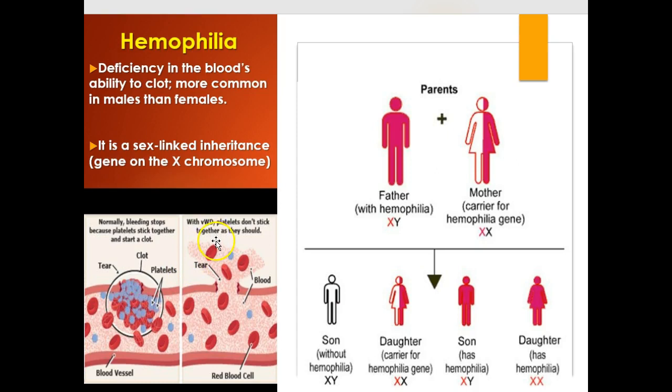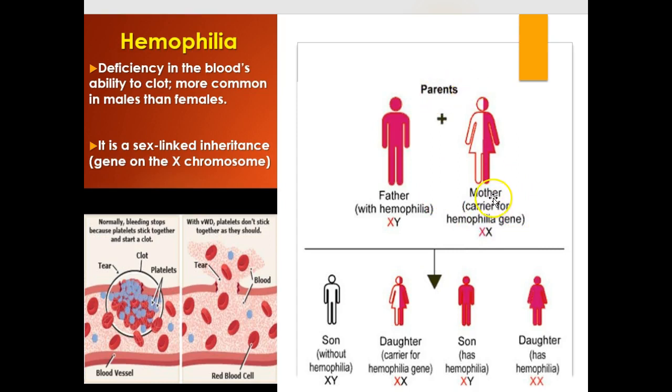Now, with a person who has hemophilia, as you can see, when the blood vessel is broken, the platelets don't come together and they don't stick together and they don't clot like they should, and the individual bleeds more than the average individual. And here, as far as the sex-linked characteristics, your parents, okay, a father with hemophilia has a gene for hemophilia, and then the mother has a hemophilia gene that she is a carrier.